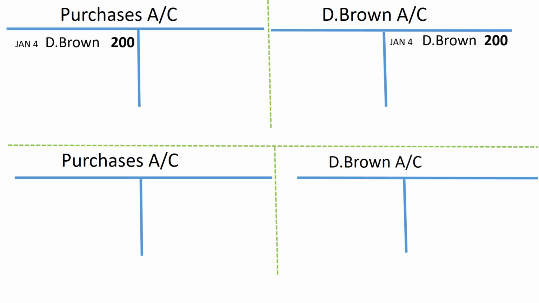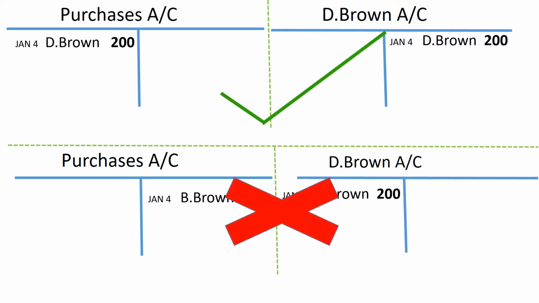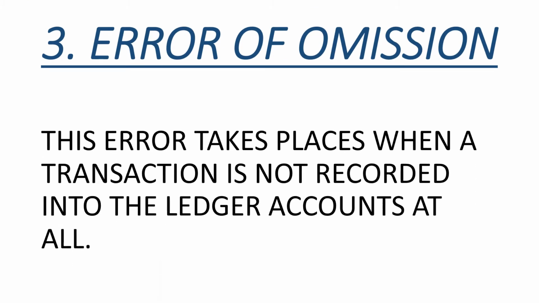When an error of complete reversal takes place, the purchases account would be credited with $200 and the D. Brown account would be debited with the same amount. The transaction has been recorded on the wrong side of each account, making the top part correct and the bottom part incorrect. The error of omission is an error that takes place when a transaction is not recorded into the ledger accounts at all. It is completely left out, therefore there are no entries made.